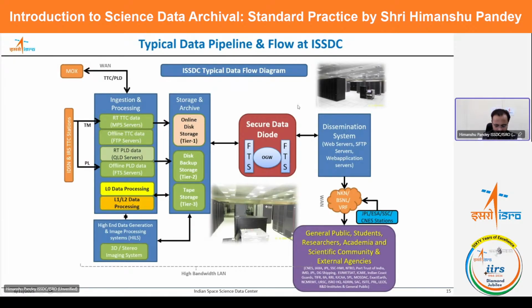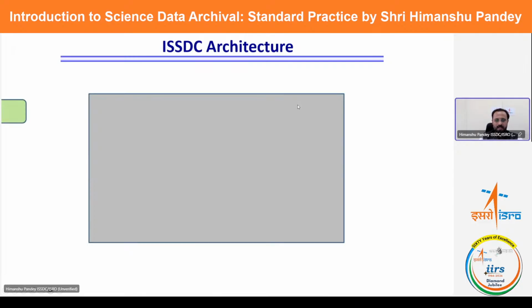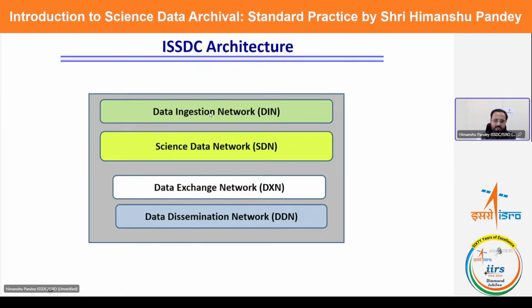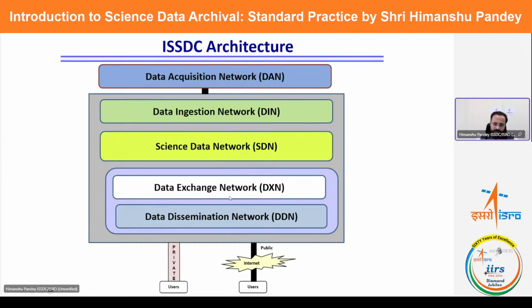Now coming to the particular lecture, what I have told. First, we have the data acquisition network. Second is the data ingestion network. Third is the data exchange network and the data dissemination network. The data acquisition network is where the ground stations are acquiring the data and then ingesting it to your data center.